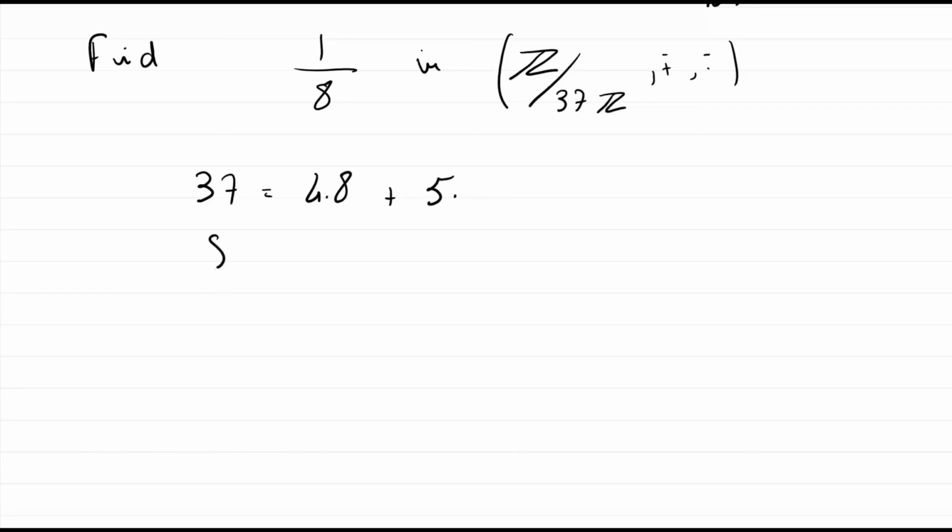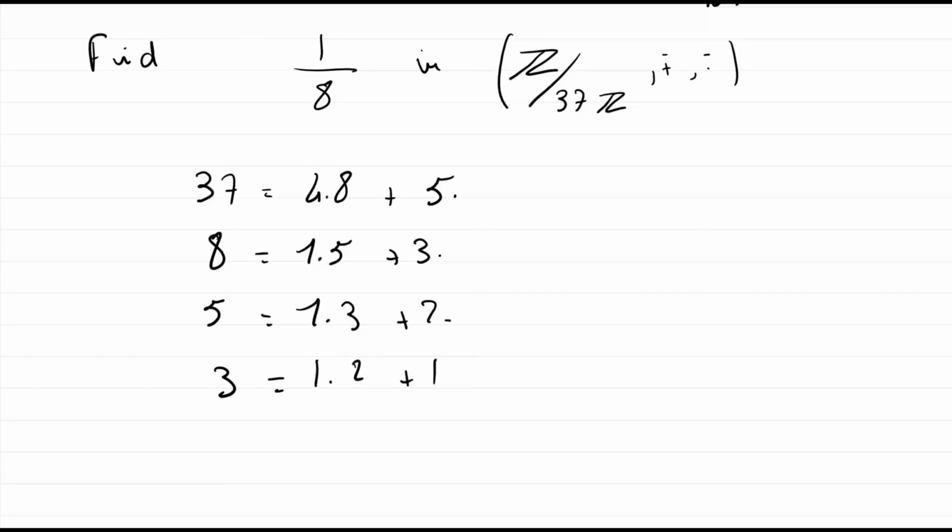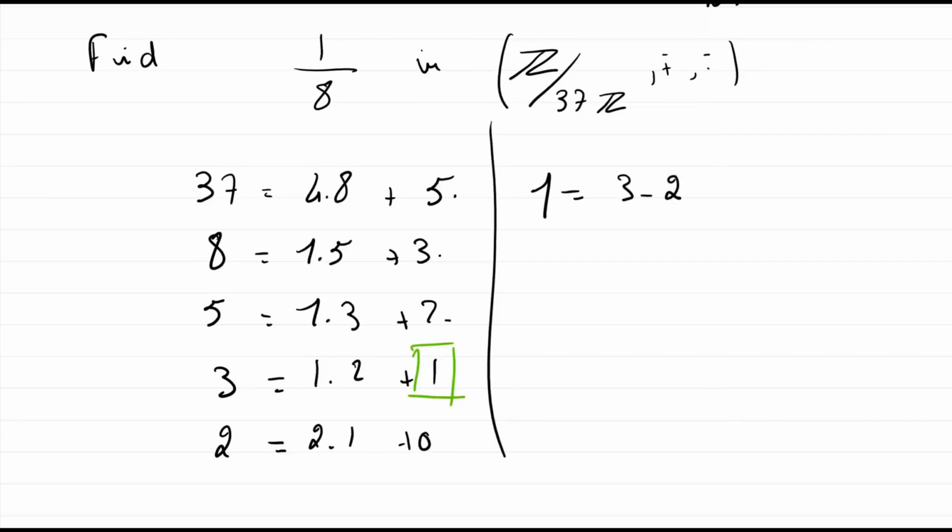And then I divide 8 by 5. 8 is 1 times 5 plus 3. 5 is 1 times 3 plus 2. 3 is 1 times 2 plus 1. I got to the 1, which is, of course, the greatest common divisor. And now I write 1 is 3 minus 2. With this equation, I get rid of the 2. I write 5 minus 3, so 3 minus (5 minus 3), which is negative 5 plus 2 times 3.